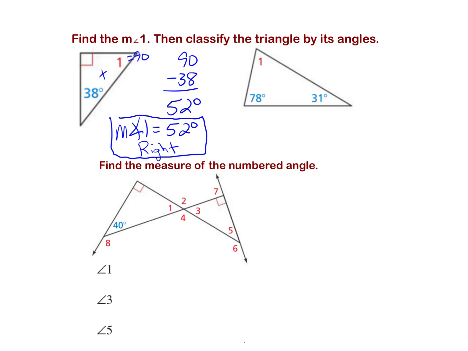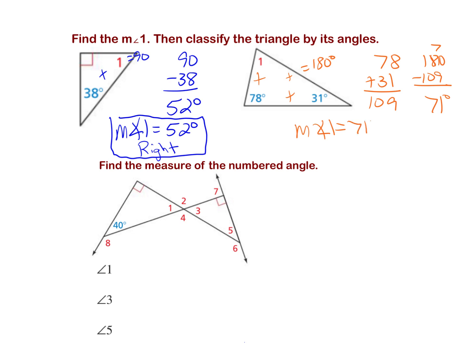The next one, all three angles we know all add together to equal 180 degrees. All interior angles of a triangle always equal 180. So I'm going to say 78 plus 31 is 109. And then I'm going to do 180, because we add these two together and then subtract from 180. And that's going to be 71 degrees. So the measure of angle 1 equals 71 degrees. And all three of these angles are less than 90, so it's an acute triangle.